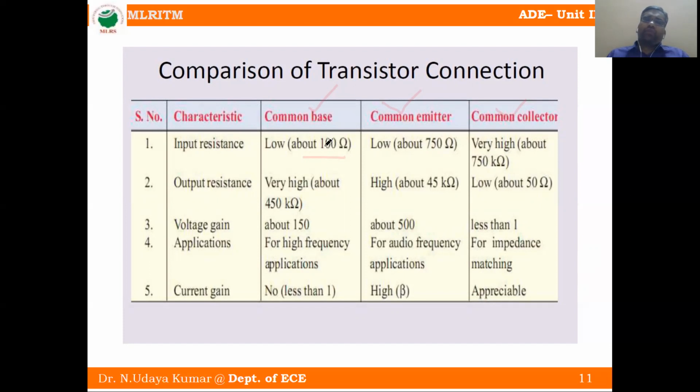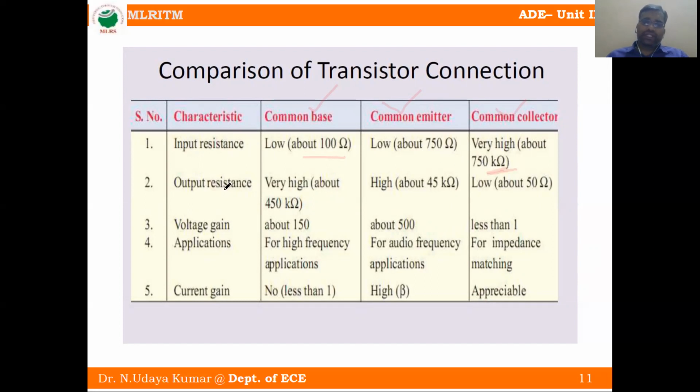So we process only small signals in common base. That is the meaning. In common emitter, it is about 750 ohms, so it is a medium. In common collector, the input resistance is very high, about 750 kilo ohms. It is not ohms, it is kilo ohms.